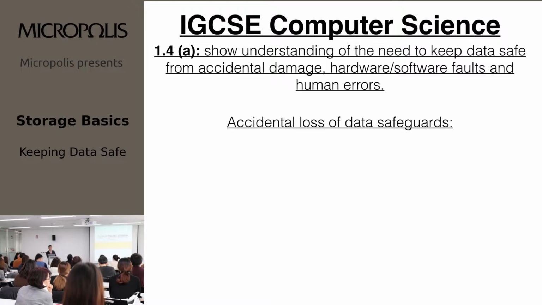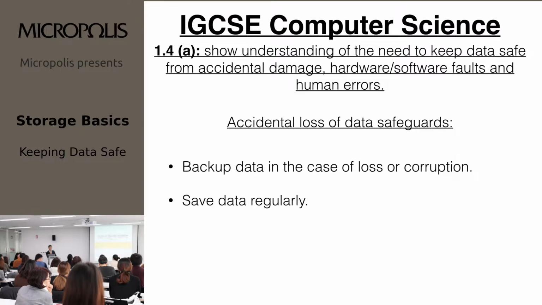So here are some safeguards. First one, backup data in case of loss or corruption. This is an important one. In fact, this is a safeguard for each and every one of these points here. Backing up data is really important because you always have a spare copy if your file gets lost, corrupted, or whatever.